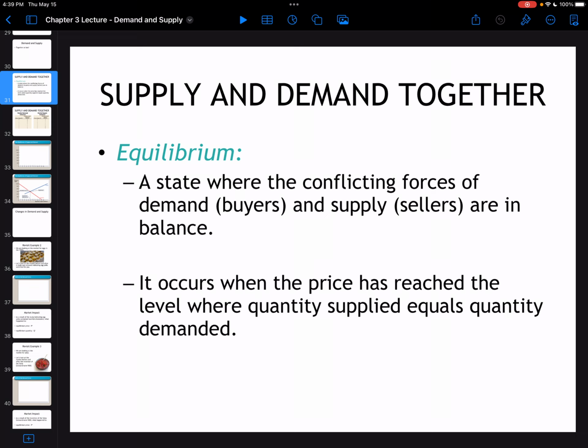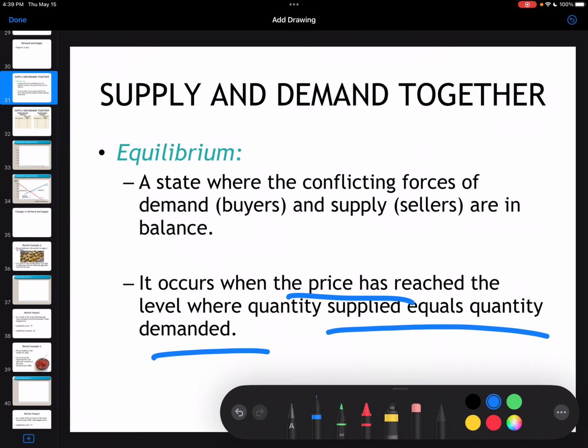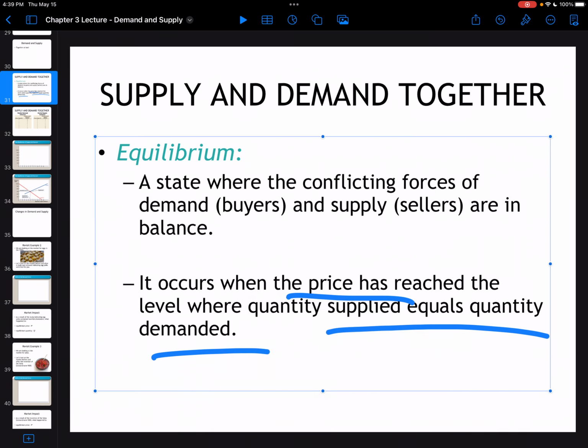So as we say here on the slide, equilibrium is a state or outcome in the market where the conflicting forces of buyers and sellers, supply and demand, are in balance. That is, we've reached a point where buyer and seller agree on the price and the quantity supplied equals quantity demanded. Buyer and seller agree on both price and quantity. So that's what we mean by equilibrium.